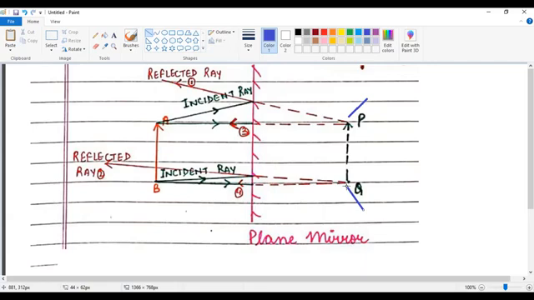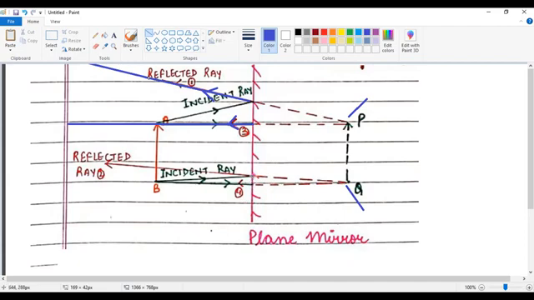And since the image is not formed by actually intersection of reflected rays, students see ray number 1 and ray number 3, that is the reflected rays in front of plane mirror. If you produce them ahead, they are diverging away from the mirror. Diverging means spreading away.